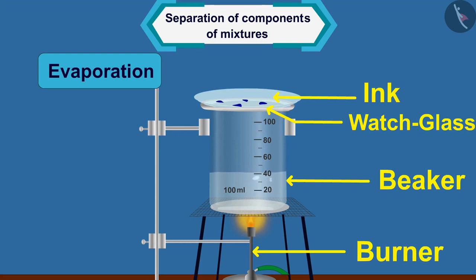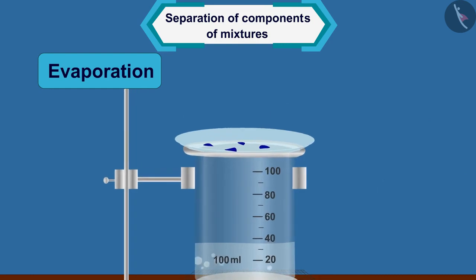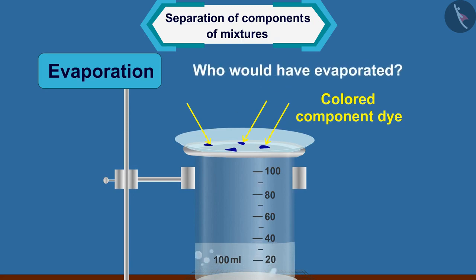After a while, you will see that there is no change in the watch glass. Then we will stop heating it. Is there any residue left on the watch glass? Yes. We can see that the blue component, dye, appears as a residue on the watch glass. So, according to you, which substance has evaporated from the watch glass? Absolutely correct. Water.